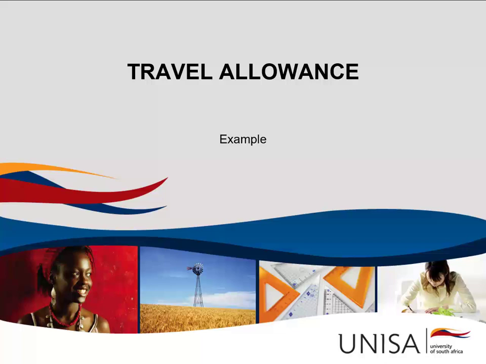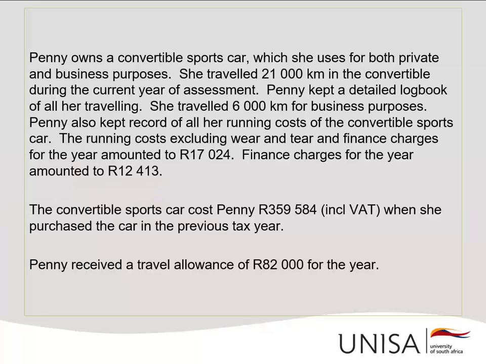In this video, we're going to work through an example of a travel allowance. Okay, so the example has been uploaded for you. It's Penny, who owns a convertible sports car. She uses it both for private and business purposes.